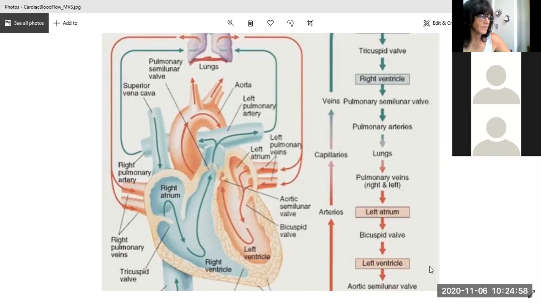And let's see, what else? Well, let's talk about cardiac catheterization. So I am going to go back to my picture of the coronary arteries.